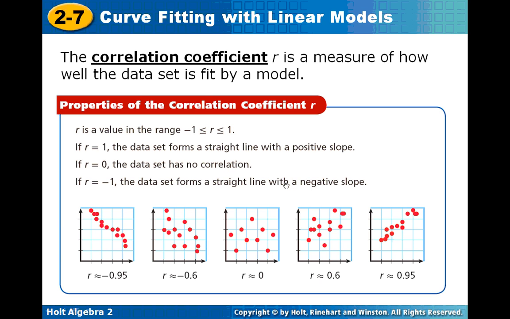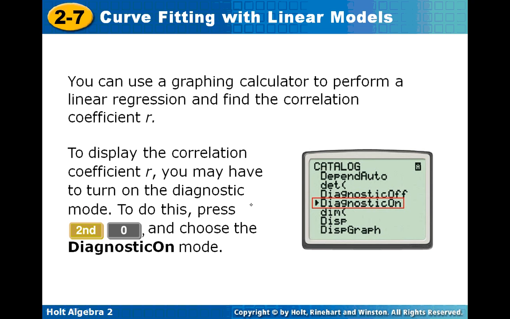If R equals 1, the data set forms a straight line with a positive slope. The closer R gets to 1, the more positive and the more highly correlated things are, the better the data gets along and works together as a team. If R is 0, the data set has no correlation. That's the graph that looks like a blob, the big circle.